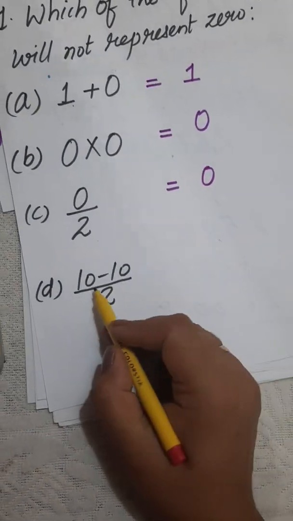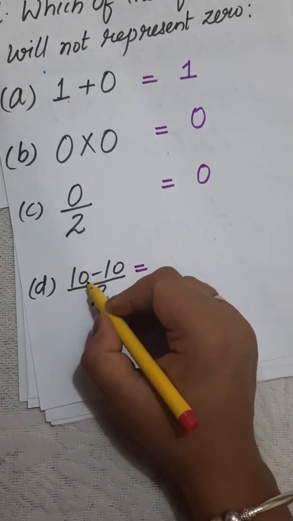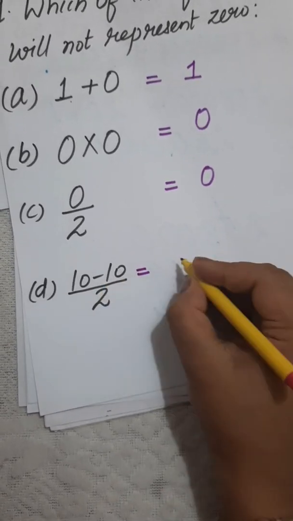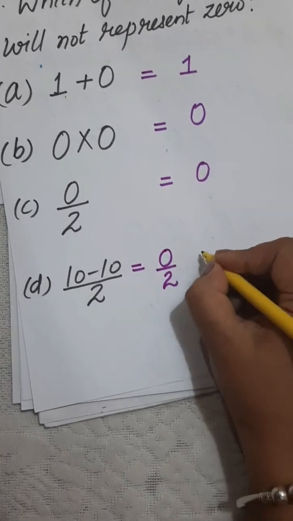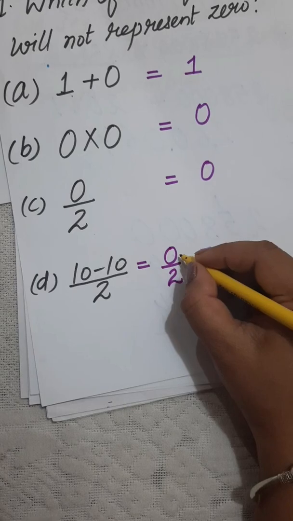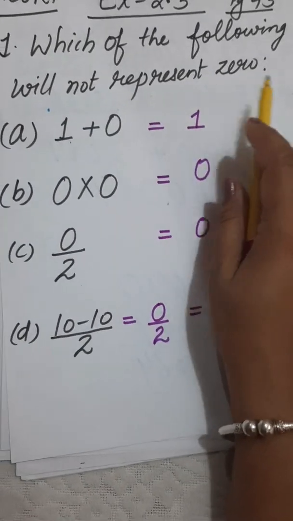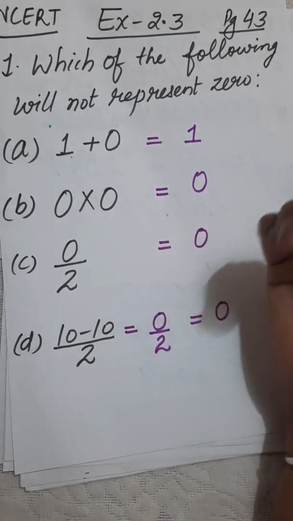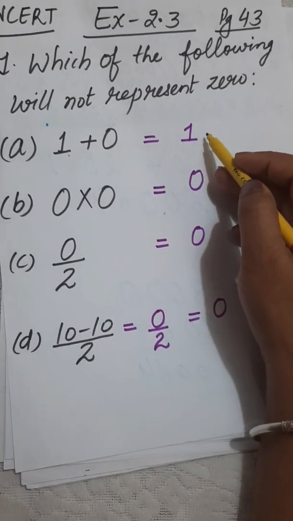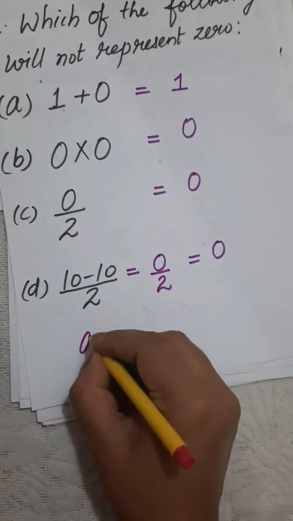Now the D part is 10 minus 10 divided by 2. The first step, you have to solve 10 minus 10. When you subtract, you will get 0. Then 0 upon 2. Again, if you divide 0 by 2, you will get 0. Now the question is, which of the following will not represent 0? After solving, we get A will not represent 0. So the answer is A.